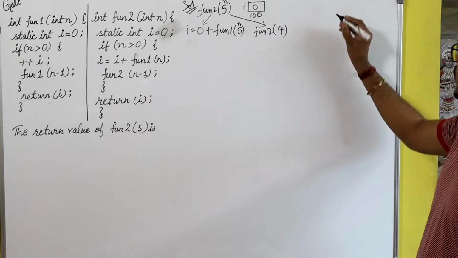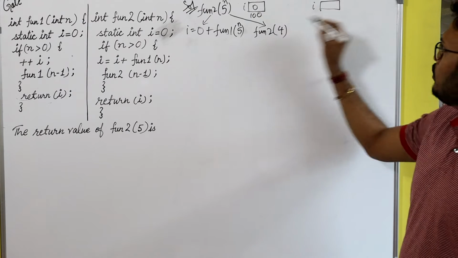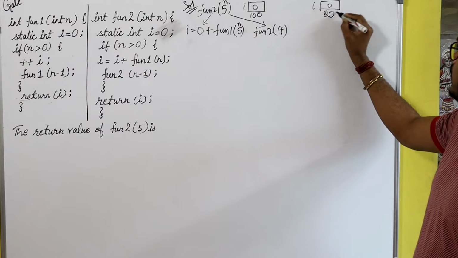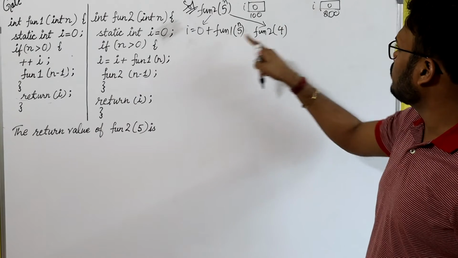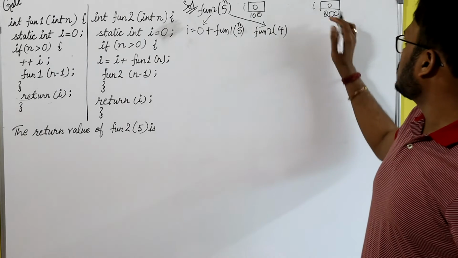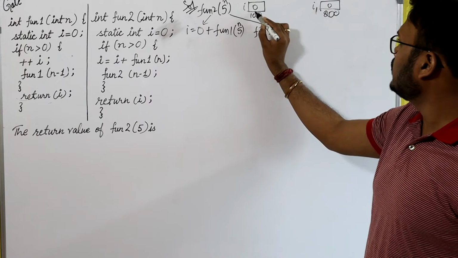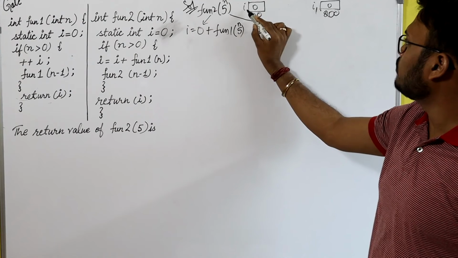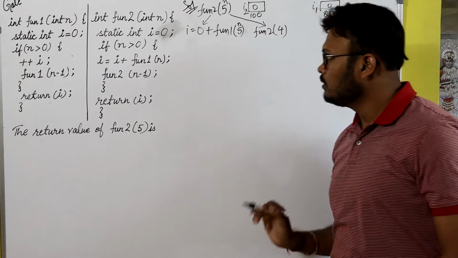So let me write here I, and its value is 100. Let's give it a different address. Since this is the static variable for the fun1 function, here I will write I1, and this is the static variable for the fun2 function, so here I will write I2, so that you can easily distinguish.